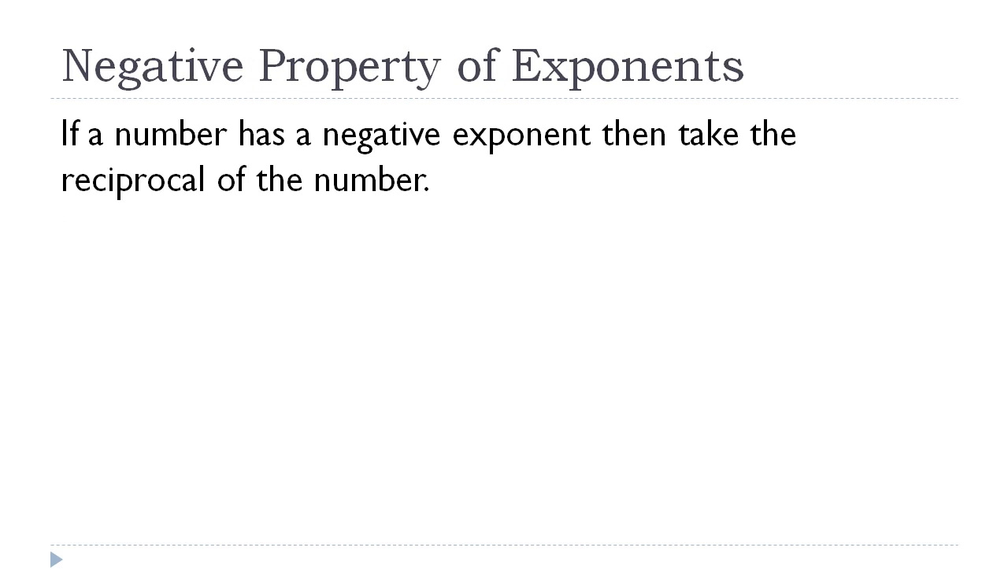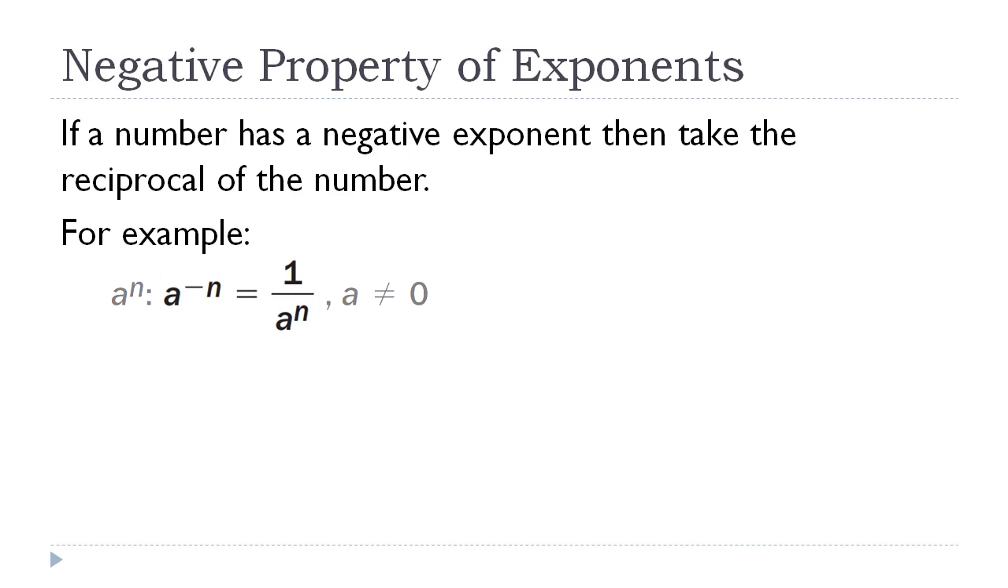If a number has a negative exponent, then take the reciprocal of the number. A negative exponent just means that the base is on the wrong side of the fraction line, so you need to flip the base to the other side. Algebraically, it looks like this.